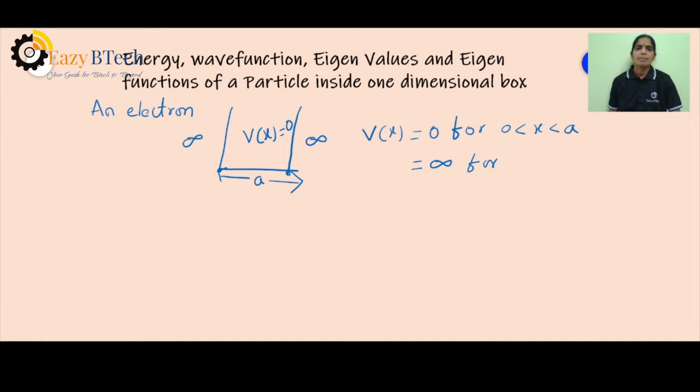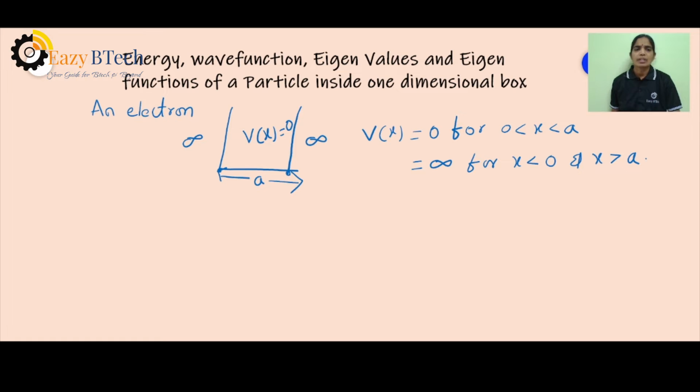outside the box. That means when the particle is lying at less than 0, which means it has not entered the box, or greater than A, which means it is out of the box, in any of these situations the potential is considered to be infinity. So for x less than 0 and x greater than A, the potential is infinity. But within the box, we consider it equal to 0.